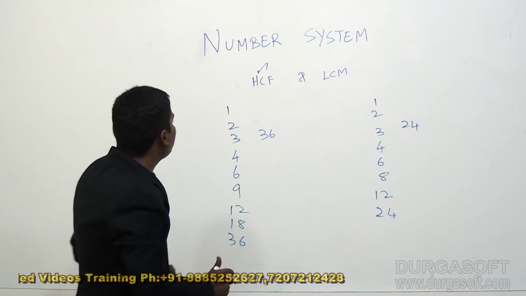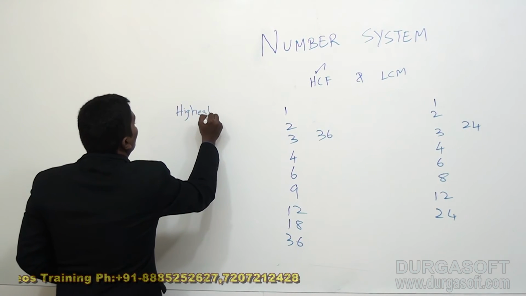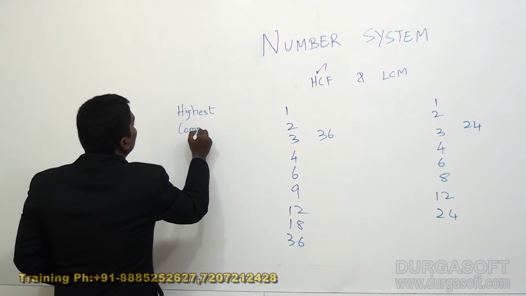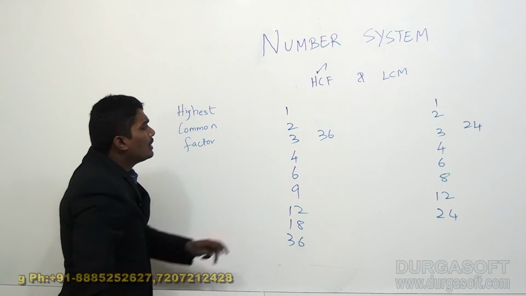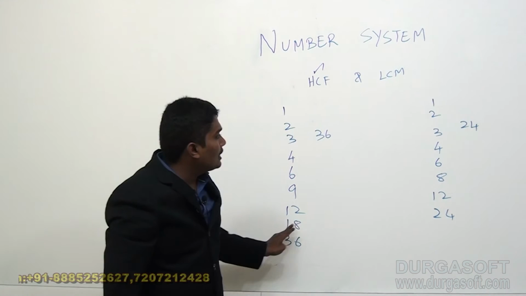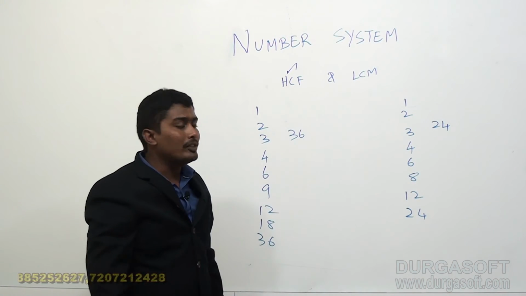Now HCF. HCF is nothing but highest common factor. So these are the factors of 36 and these are the factors of 24. Now we will try to find what are the common factors of these two numbers.